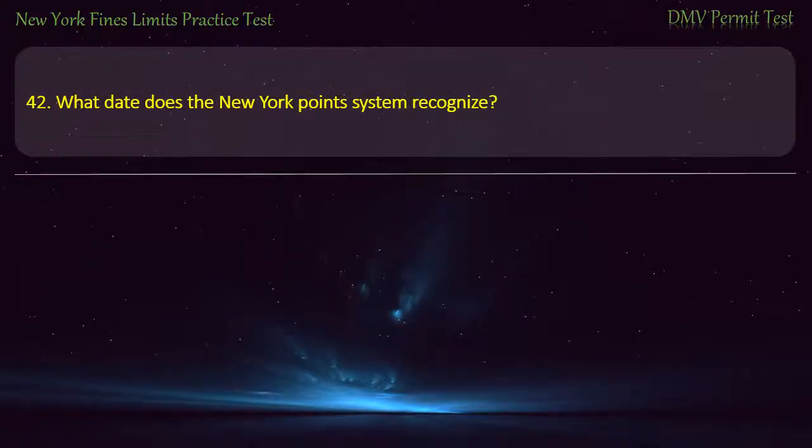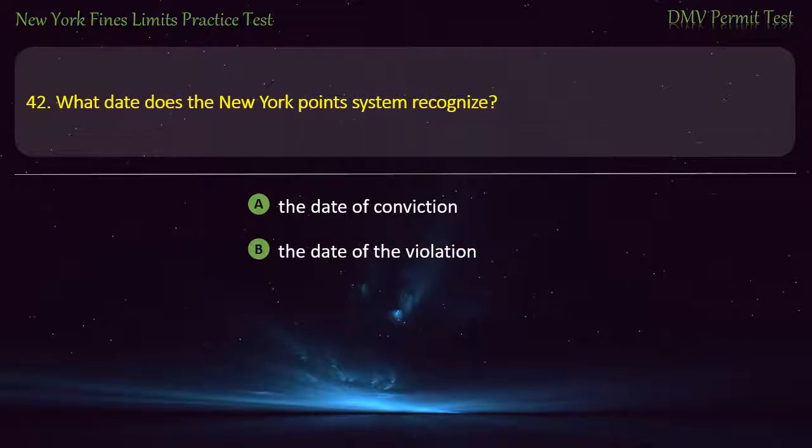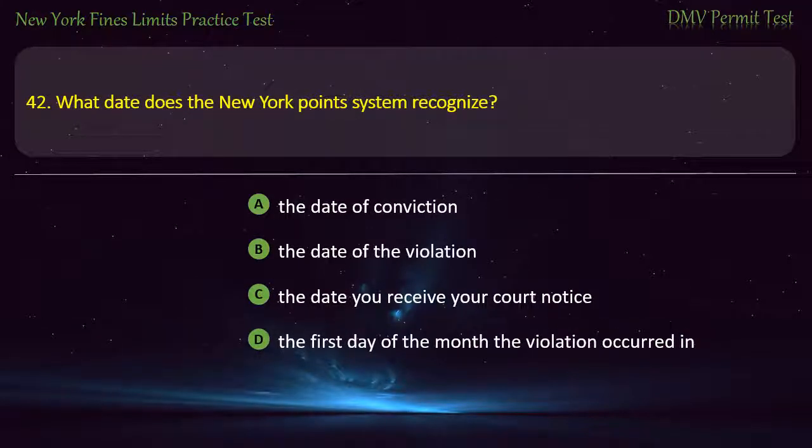Question 42. What date does the New York points system recognize? The date of conviction. The date of the violation. The date you receive your court notice. The first day of the month the violation occurred in. Answer: The date of the violation.